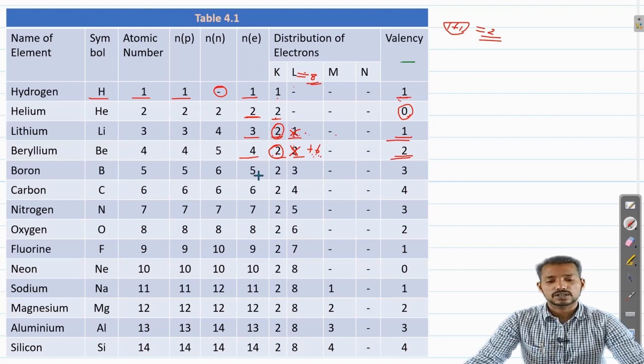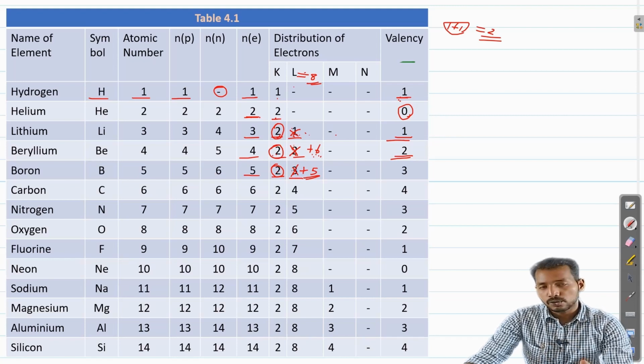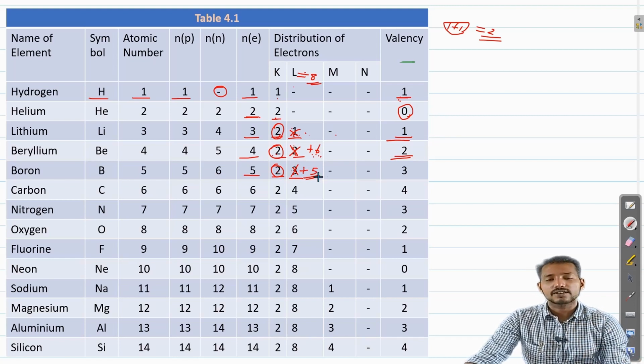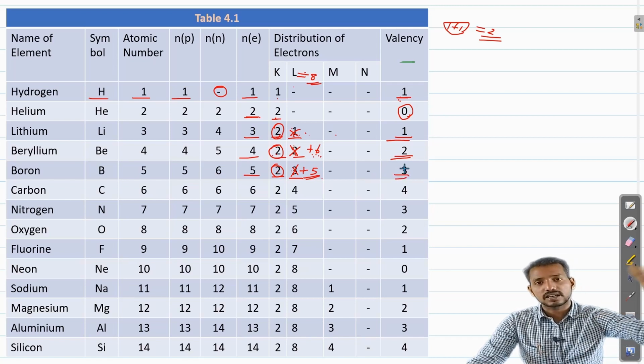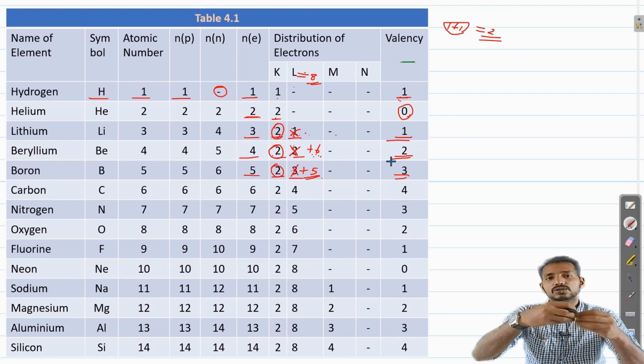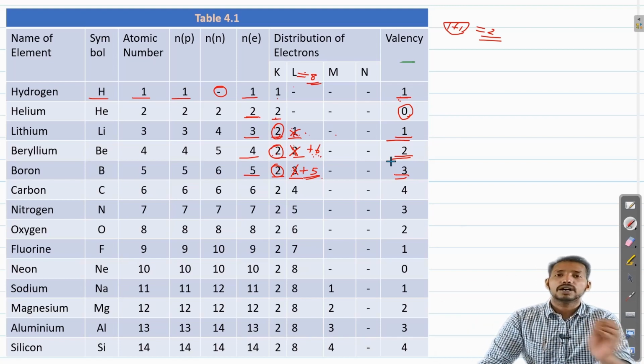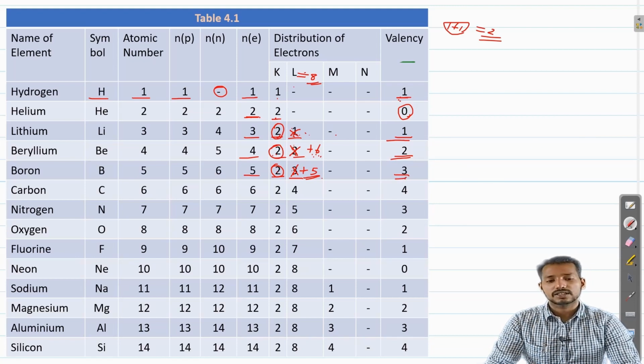Similarly, in the case of boron, there are a total of 5 electrons, so it is filled like 2, 3. Here also, to make an octet, 5 electrons are required, 3 plus 5 in the L shell. Then only it becomes 8. So if we remove these 3 electrons from here, the first shell is already completely filled. So removing 3 electrons is easier than adding 5 electrons, so its valency becomes 3. Clear? So it will combine with 3 atoms. It will give 3 electrons to 3 elements, one by one. So its valency is 3, which means it can combine with 3 atoms. Okay.